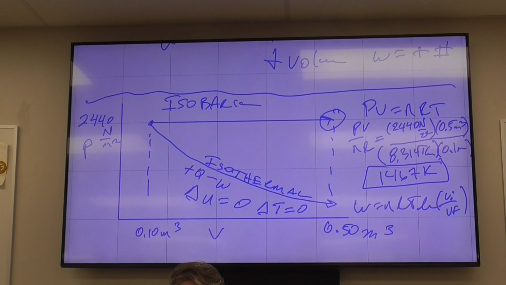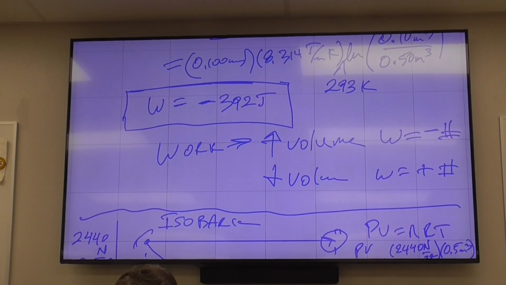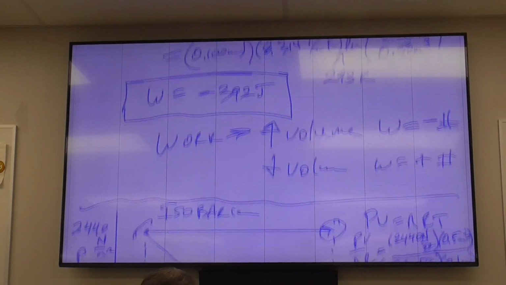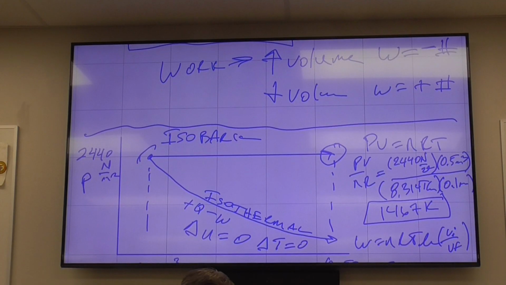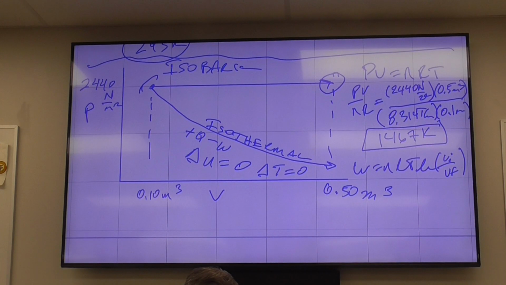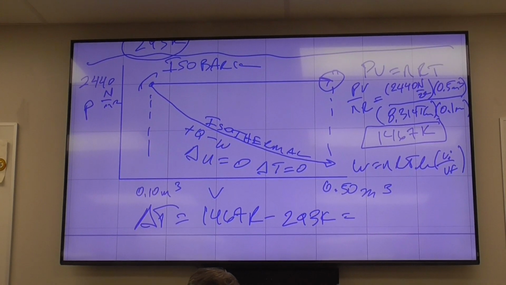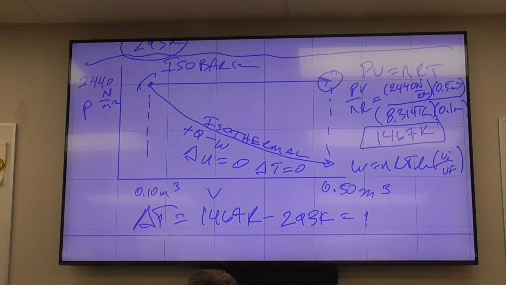So basically, what was that initial temperature? 293. So we went from 293 up to 1467. That's 1467 minus 293 Kelvin, so our change in temperature is 1174.